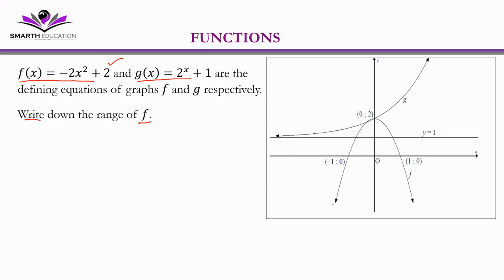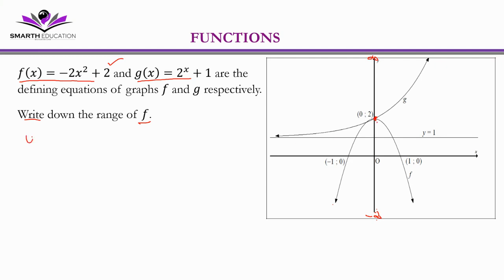Write down the range of f, which is the quadratic function. The maximum value for the graph of f, or the maximum value for f of x, is 2. So it means that the y values can never be greater than 2. It's from negative infinity to 2 when I'm looking at the y values. So y can only be from negative infinity to 2. 2 is the maximum value.